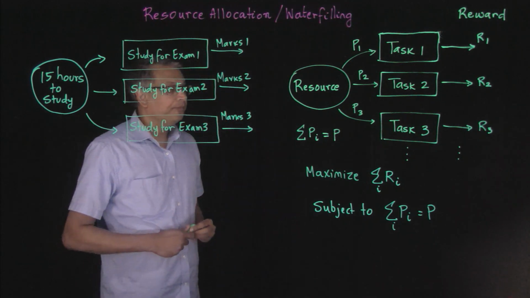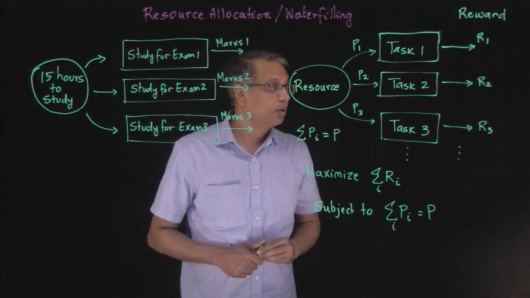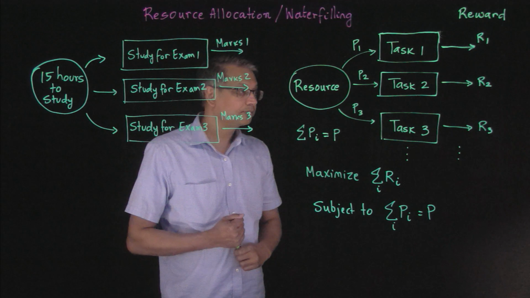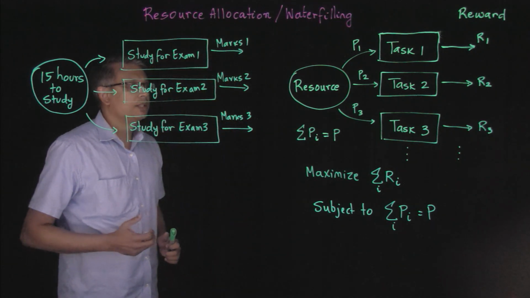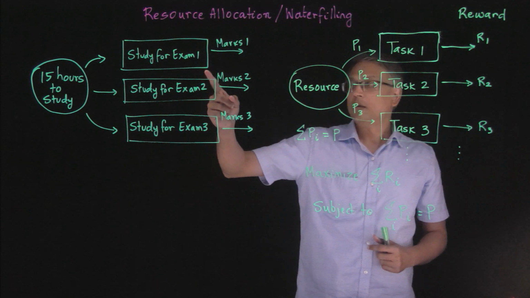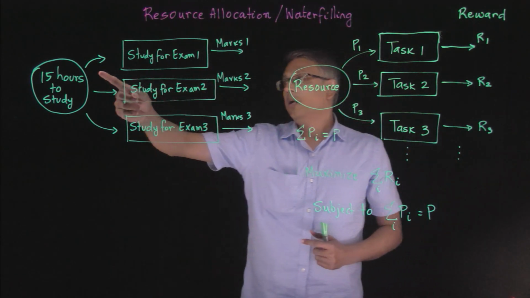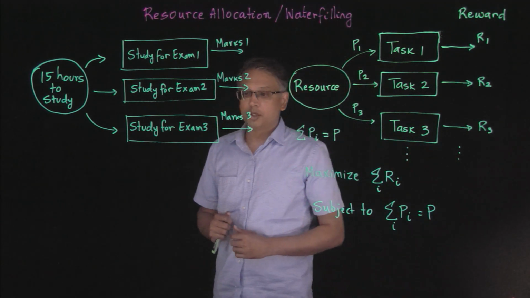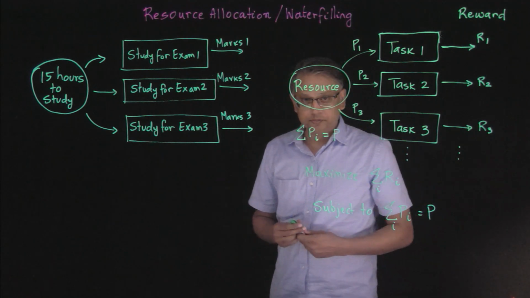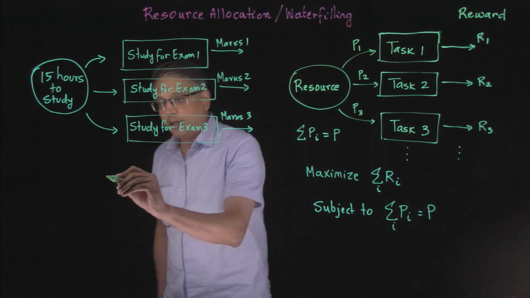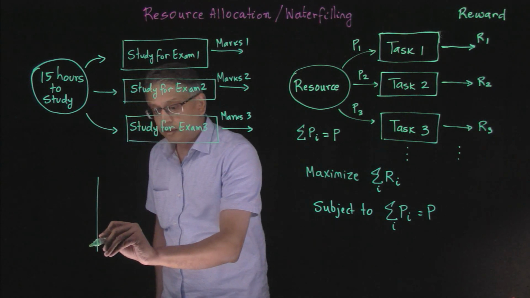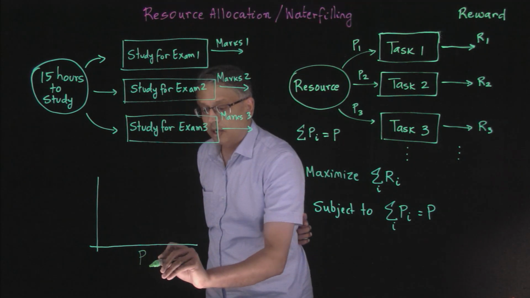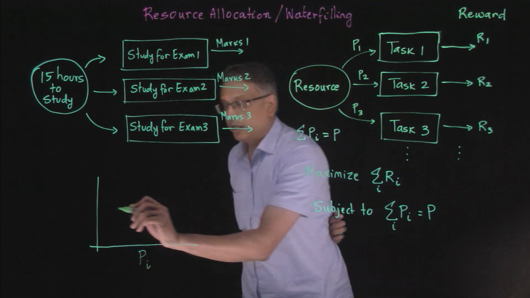Now, to solve this problem, we first have to understand how the reward is related to the resource that you allocate to a particular task, right? So for example, what is the relationship between the marks that I get in subject 1 as a function of how many hours I study for that subject? So this is typically captured through what is called a utility function or a reward function. So a typical reward function might look like this.